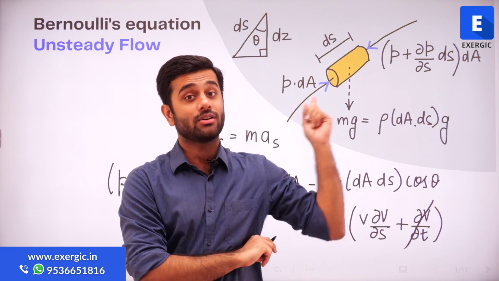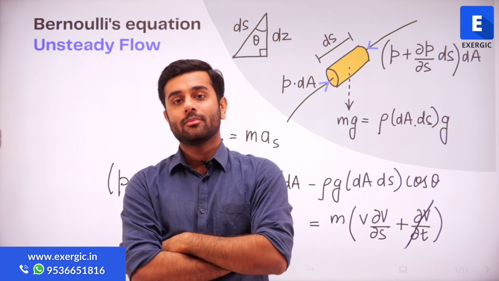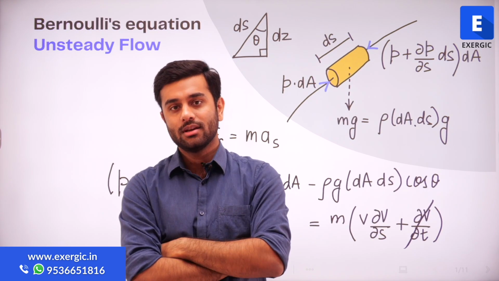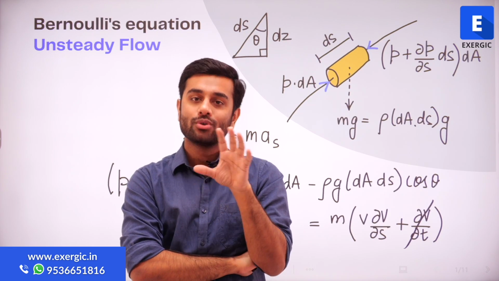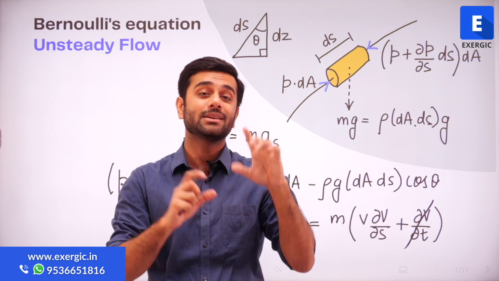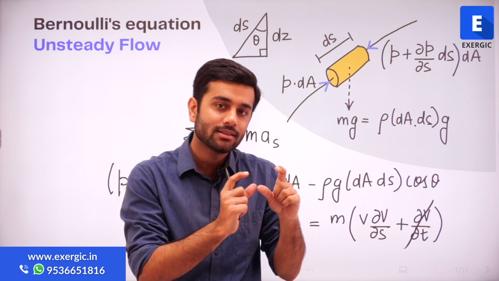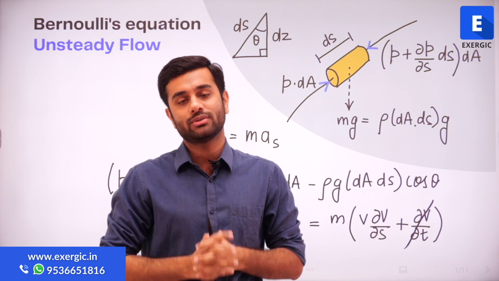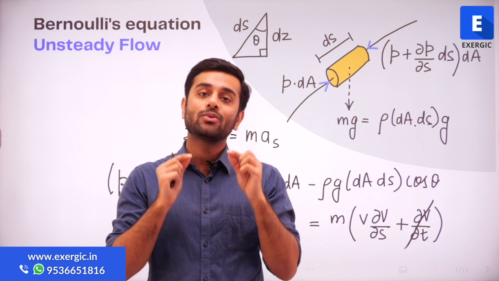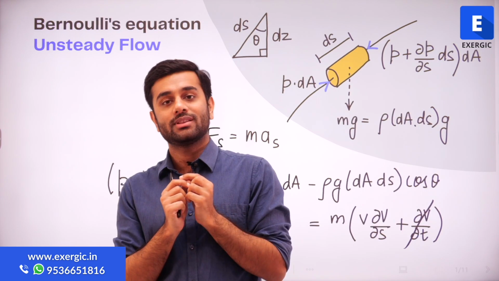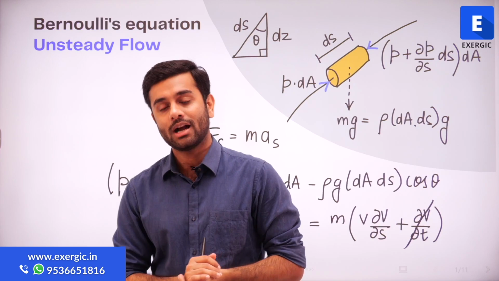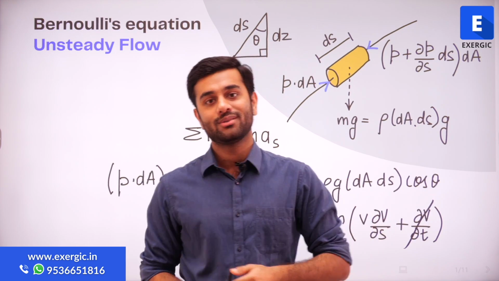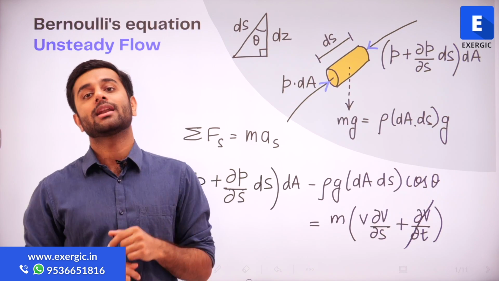As I told you, viscous effects we ignored. But there can be viscous losses, head losses, major or minor losses. We already know how to modify the Bernoulli equation to account for the minor or major head losses. But what about the situation when the flow is unsteady? How do you modify Bernoulli's equation for an unsteady flow? That we are going to discuss now.